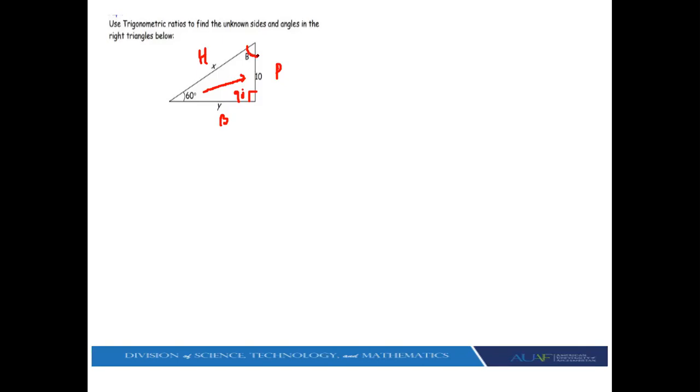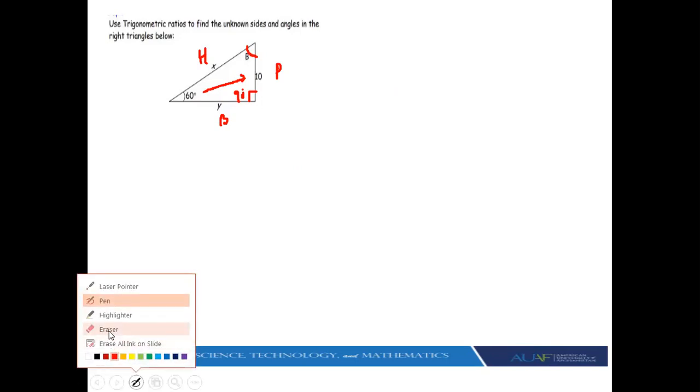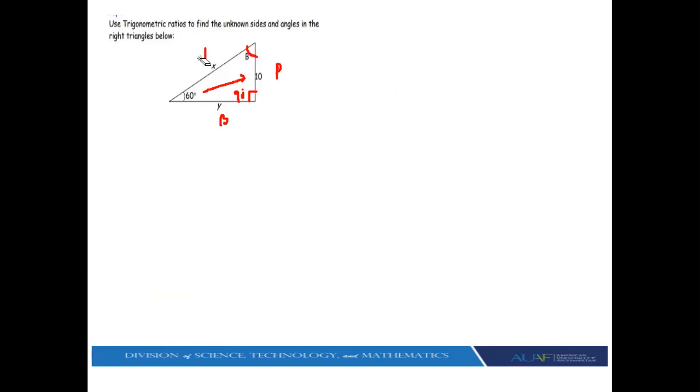Let me start to solve this one. How to find the sides and how to find the angles. So first of all, what can we use to find the hypotenuse?